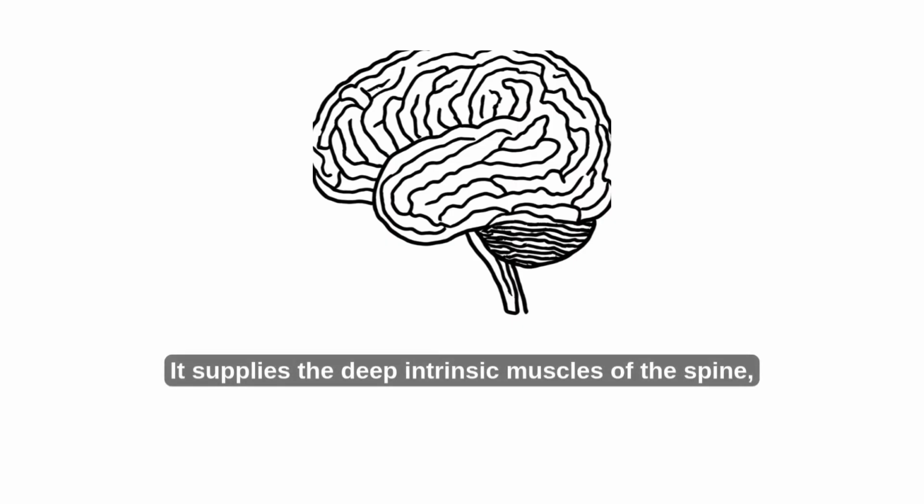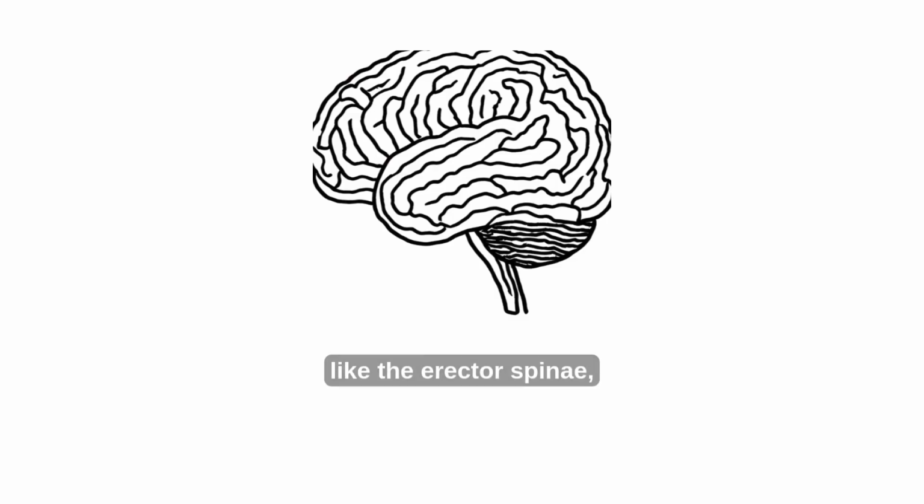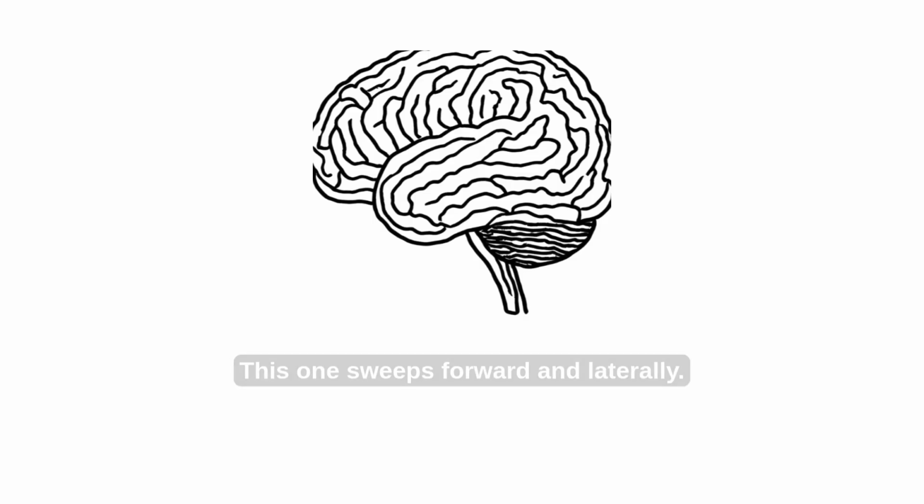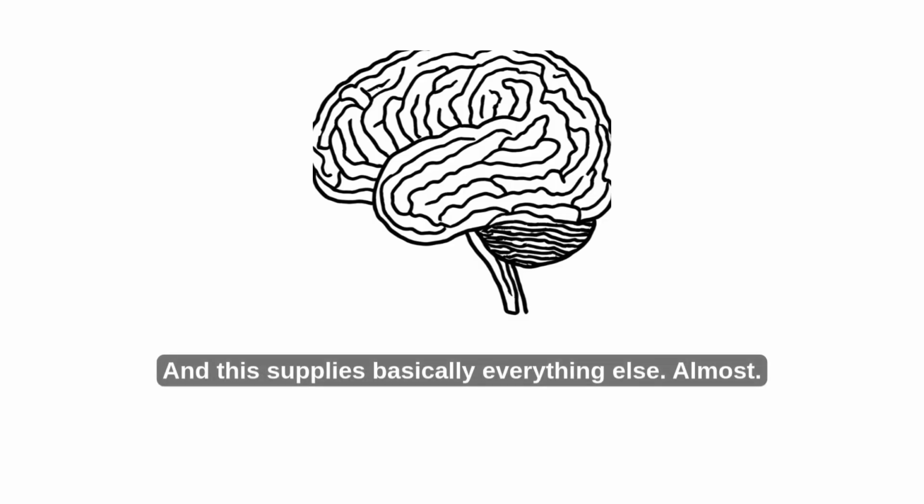It supplies the deep intrinsic muscles of the spine, like the erector spinae, and the skin directly over them. So innervation for the back itself. Pretty much. But the much larger branch is the anterior ramus, or ventral ramus. This one sweeps forward and laterally. And this supplies basically everything else.